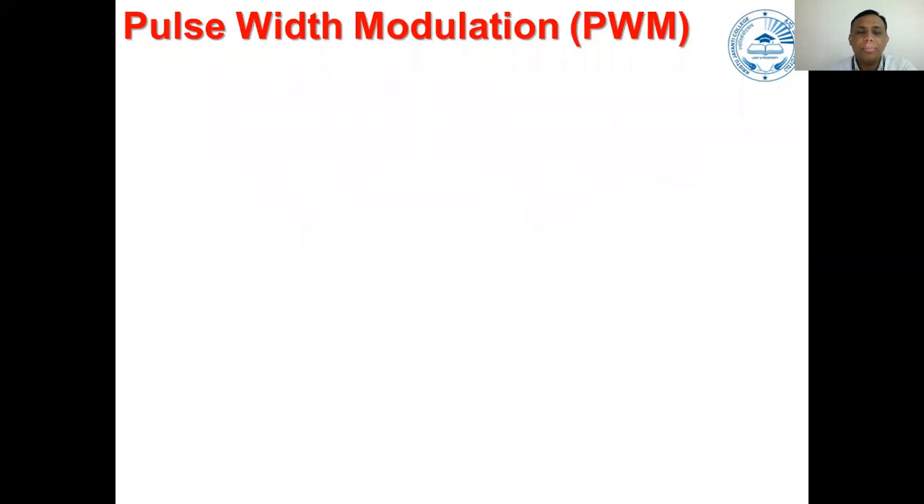Now next is pulse width modulation. The next type of modulation is pulse width modulation. Here we are going to change the width of the carrier pulses with respect to the modulating signal, keeping the amplitude and position constant. In the previous case, we were changing the amplitude of the pulses, but here we will change the width of the pulses with respect to the modulating signal. Therefore, we call this pulse width modulation.